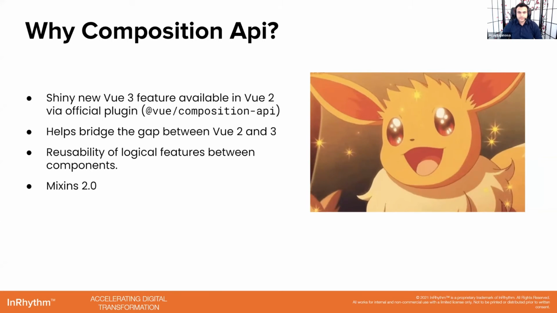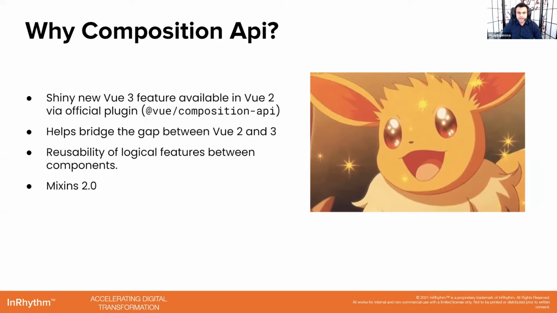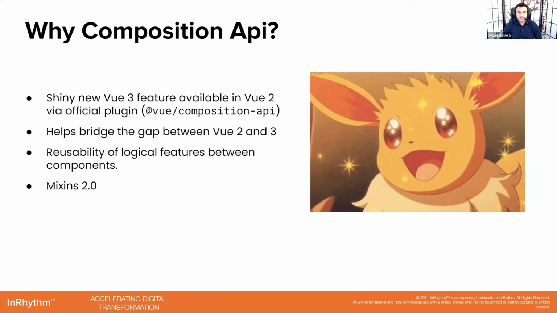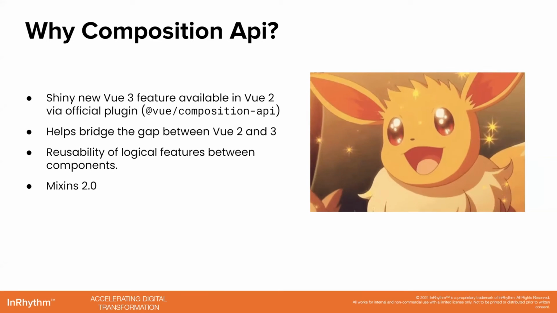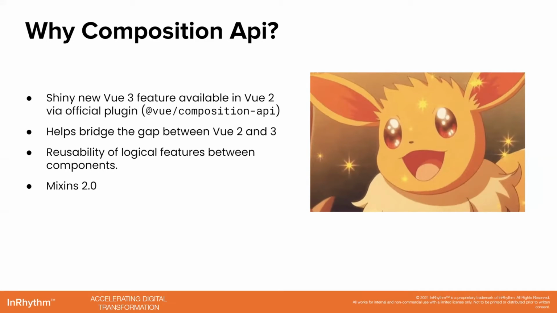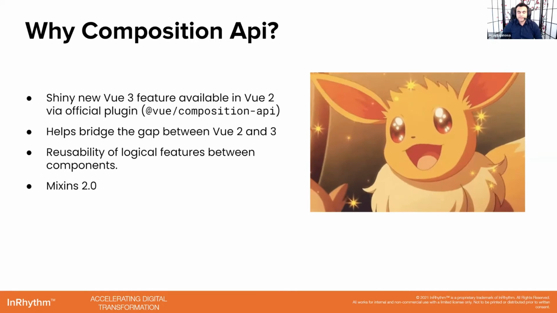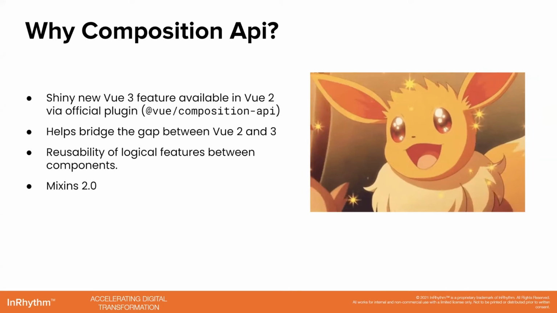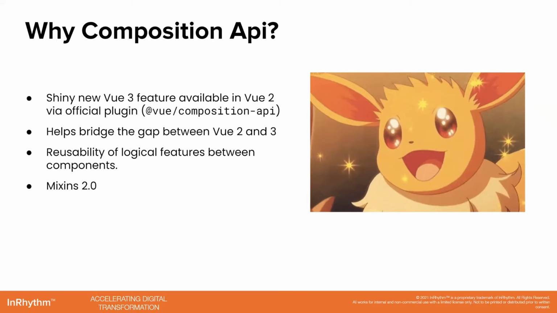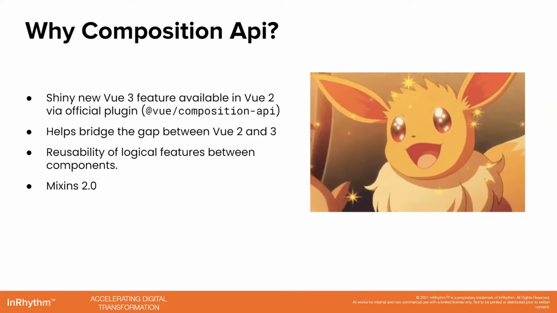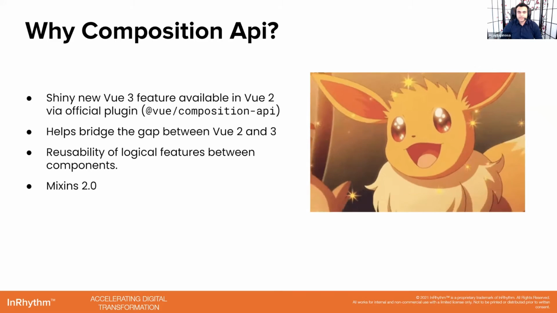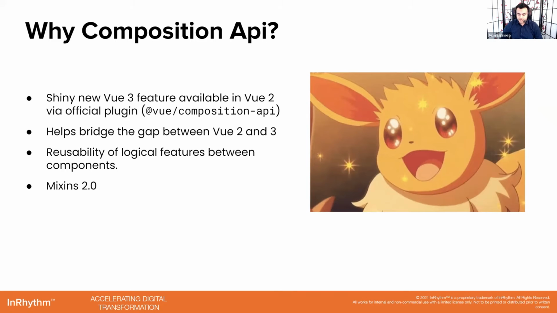So the point of the composition API is to take features scattered throughout a component and group them together in a logical means, have them all contained within their own functions, and then it lets you compose logic yourself later. I consider this the successor to mixins, Vue 2 mixins, and as we'll see, this is really Vue 3's answer to all the problems that mixins pose in Vue 2.